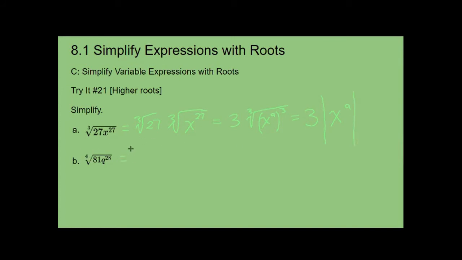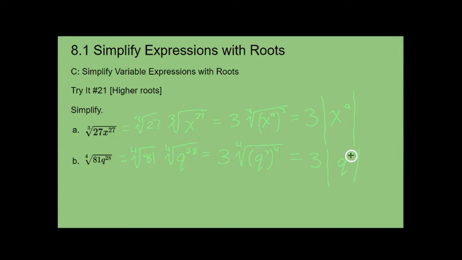4th root, let's rewrite it as the 4th root of 81 times the 4th root of q to the 28. 4th root of 81 is 3. And then I need to rewrite this with a power to the 4. 4th root of q to the 7th to the 4th power. Now I've got my 4th power and my 4th root. It's even, so I'm going to use the absolute value. 3 times the absolute value of q to the 7th power.